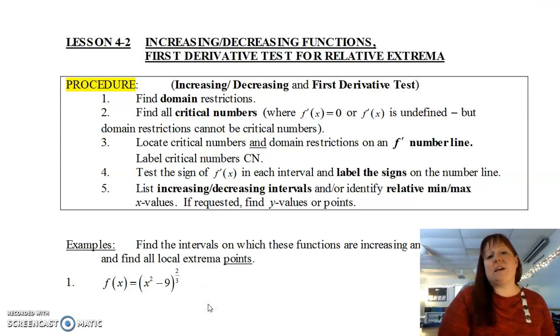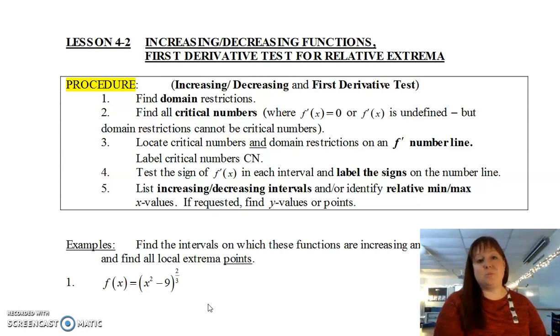All right, so let's see how this actually works on some problems. So we talked about the fact that when the first derivative is positive, our function is increasing. When the first derivative is negative, our function is decreasing. So we know that when the slope of the tangent line, which is our derivative, is positive, then our function is increasing. Okay, so let's figure out how we can look at some functions and find things like that.